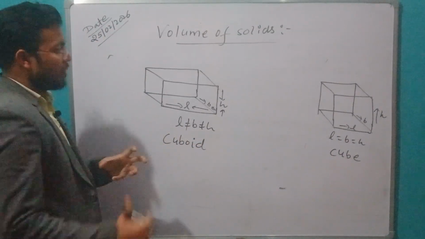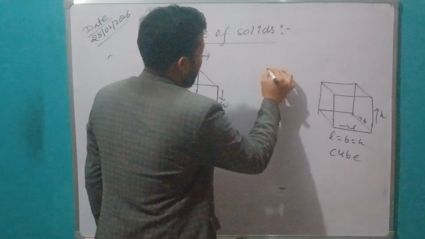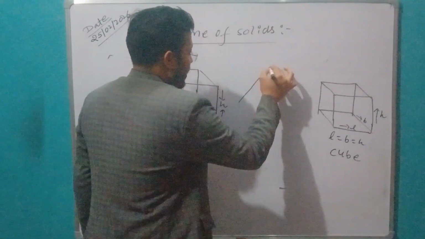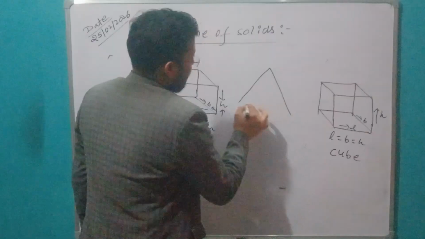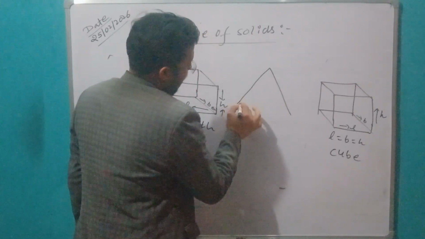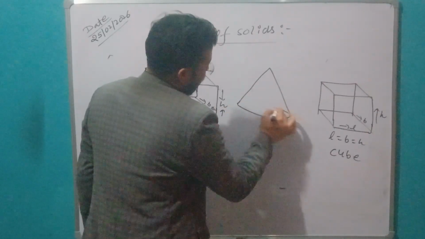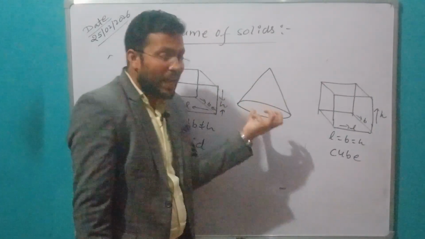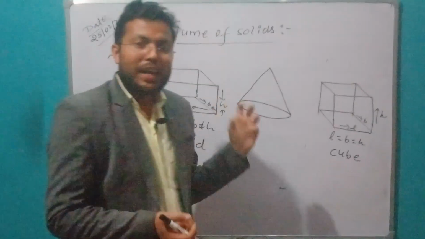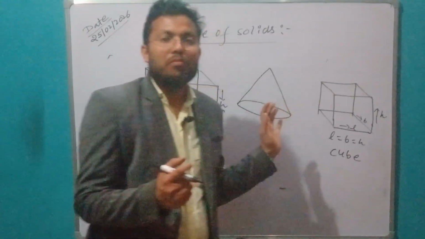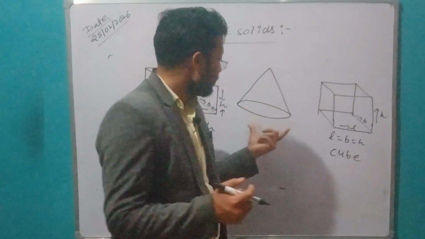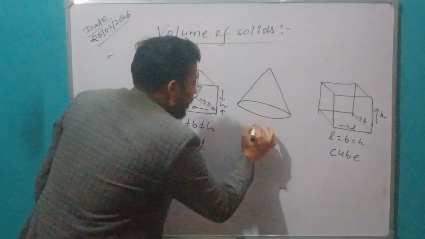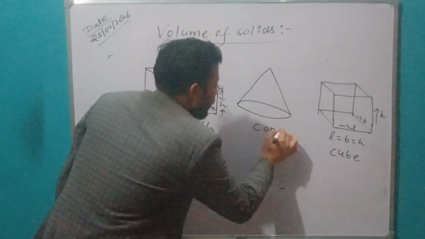And we also make this figure. This is just like a triangular shape. Just like a birthday cap is the shape of a cone. This is the birthday cap. It occupies space. It is a 3D figure because it has length, breadth, and height. Okay, this is the cone.